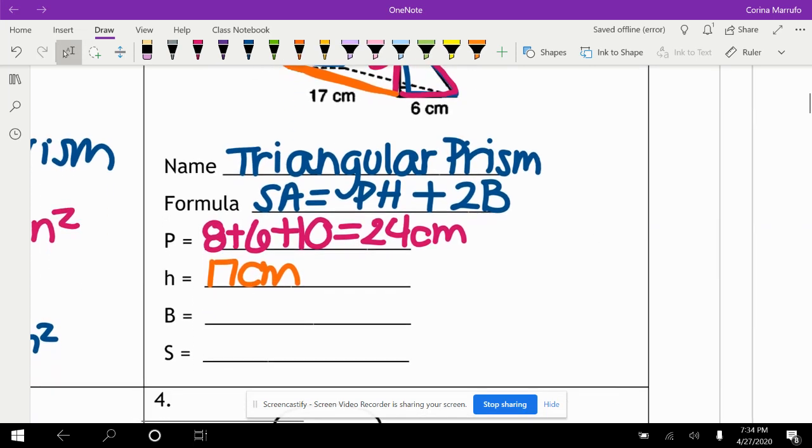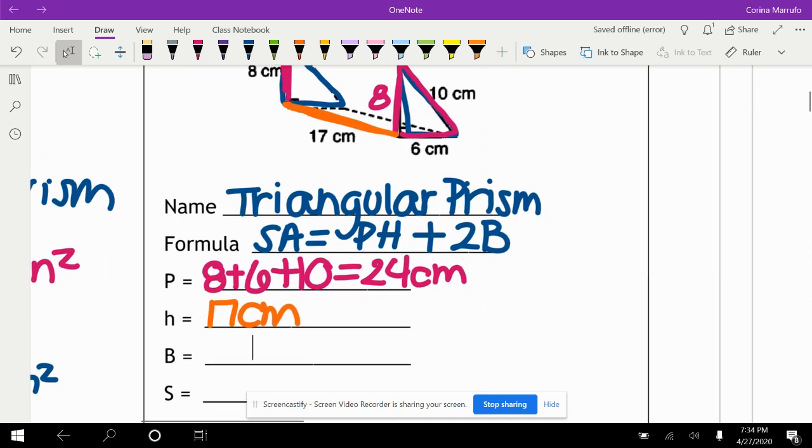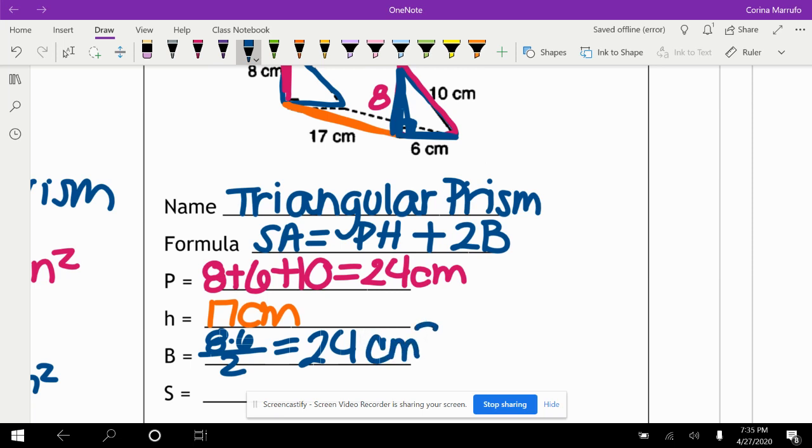And then B, capital B, stands for the area of the base. So if this is my base, we need to multiply our base times our height. And remember, your base and your height need to make a right angle. So this is my right angle. So we're going to do 8 times 6. And since this is a triangle, we do have to divide that by 2. So 8 times 6 is 48, and then divided by 2 is going to give us 24. And then this is area, so it's going to be centimeters squared.